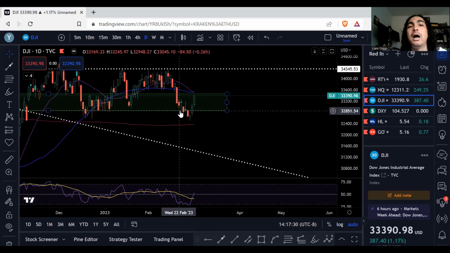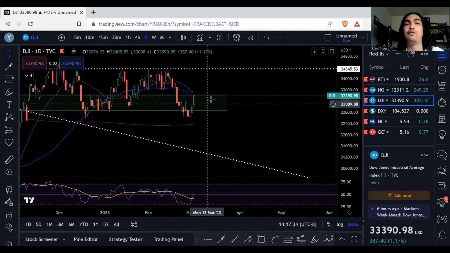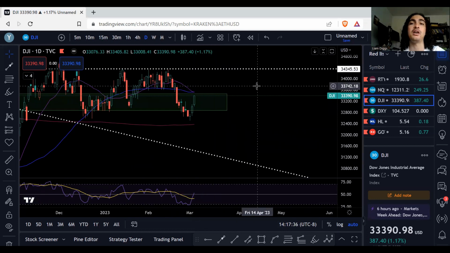So I think that we might at least get a rejection back down to the bottom of this channel before we move back up. And of course, all of this is dependent on a million different factors. So make sure you don't do anything stupid with your money, and always pay attention to what the markets are telling you.